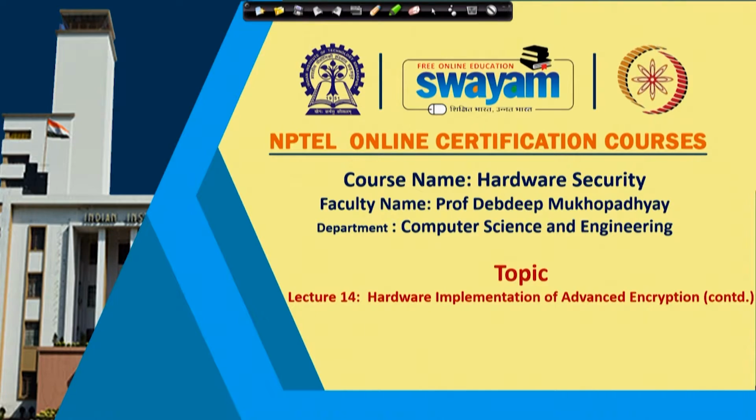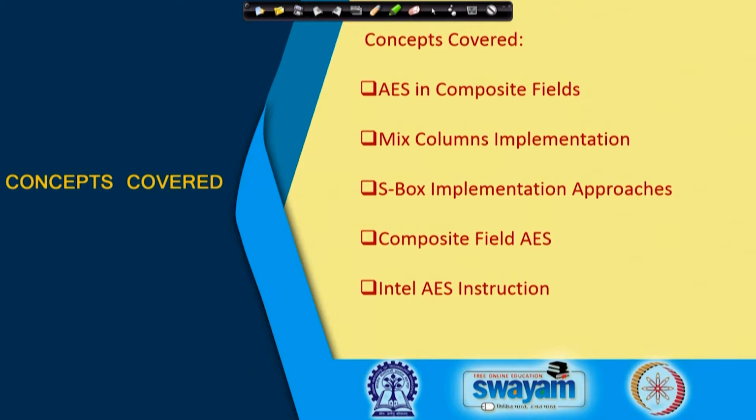So, to start with, today we shall be discussing in details how we can express the entire AES in composite field, something that we were already discussing in the last class. We shall continue with that. In particular, we shall be looking into how a mixed column is implemented along with an S box or various approaches for implementing S boxes.